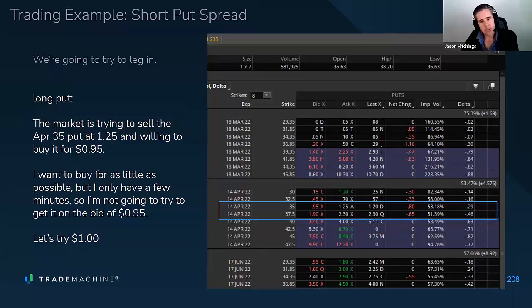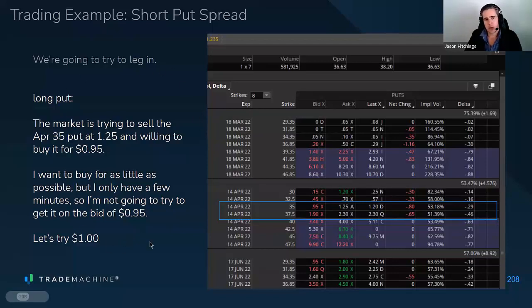So the market is willing to buy at 95 cents. They're trying to sell it at $1.25. When I'm buying something, I want to buy it for the lowest price possible. So for my long put, I'm trying to get as close to 95 cents as possible.